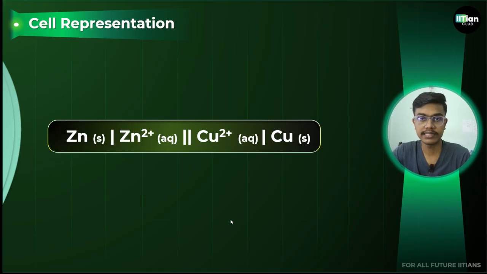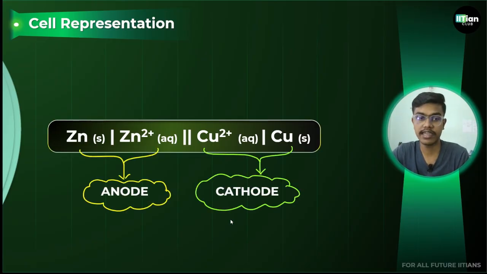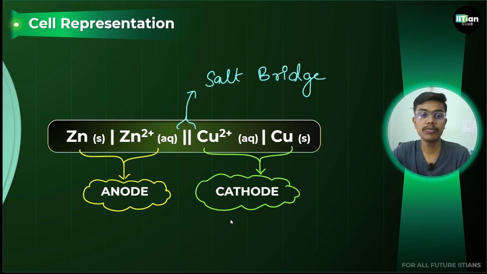Next, we have cell representation. A cell is represented something like this, and the left part denotes the anode and the right part denotes the cathode. At anode, oxidation takes place and reduction takes place at cathode. And the two bars in the center represent the salt bridge.